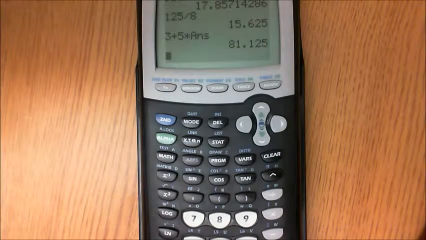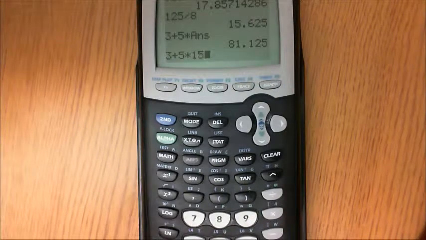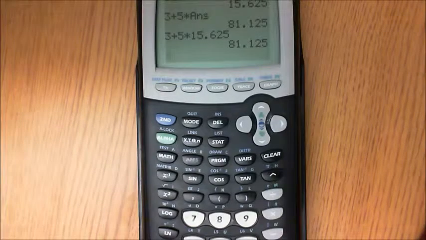15.625, and let's verify that. 3 plus 5 times 15.625. See, it just used it automatically for us. So that can be very useful depending on what you are doing.